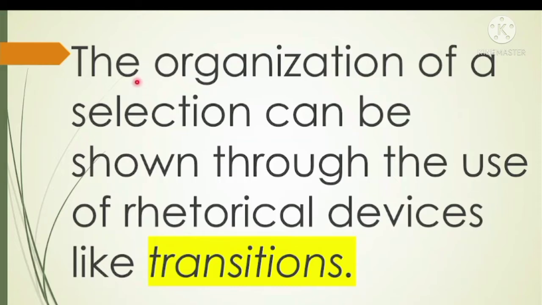The organization of a selection can be shown through the use of rhetorical devices like transitions. When it comes to writing, a transition is a word or phrase that connects one idea to another. This connection can occur within a paragraph or between paragraphs. Transitions are used to show how sentences or paragraphs are related to each other and how they relate to the overall theme of the paper.